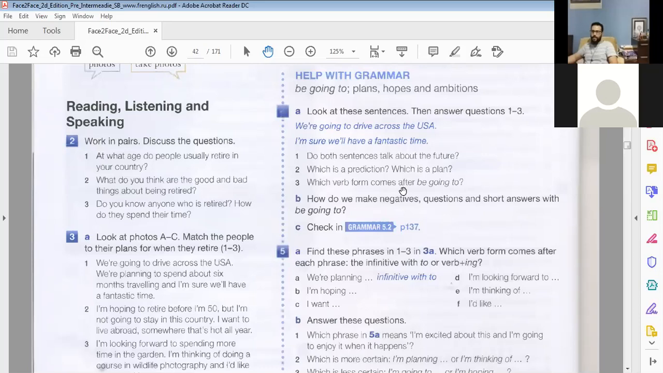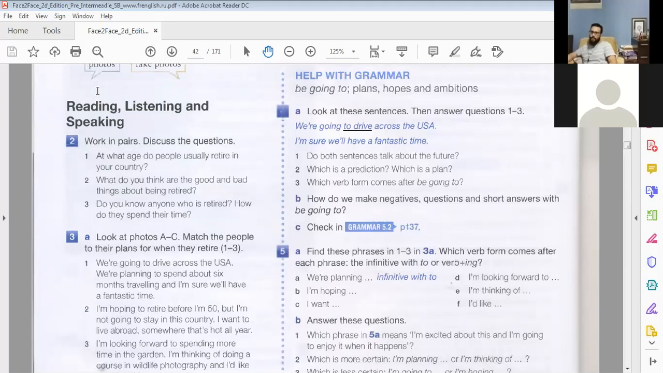And which verb form comes after be going to? What verb do we use after be going to? Drive. Yes. But what verb form is this? Is it ing? Is it ed? Infinitive. Yes, correct. So to drive, this is infinitive. Okay, very good. Now, how do we make negatives, questions, and short answers with be going to? Can you form a question about the first sentence? We're going to drive across the USA. What's the question? Are we going to drive across the USA? Okay, that's correct.